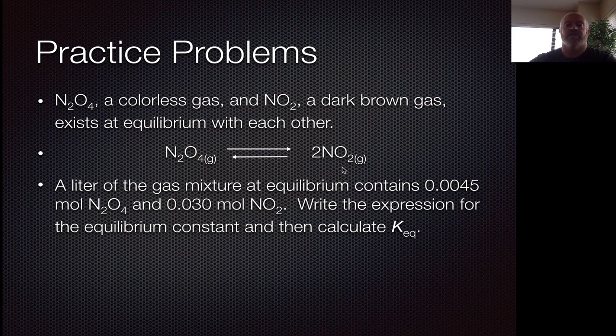So in this case, our equilibrium expression is going to be really easy to write. This has nothing out front, so that's a 1. This is a 2, so we're going to square this. So the first thing we want to do is write the expression for the equilibrium constant and then calculate KEQ.